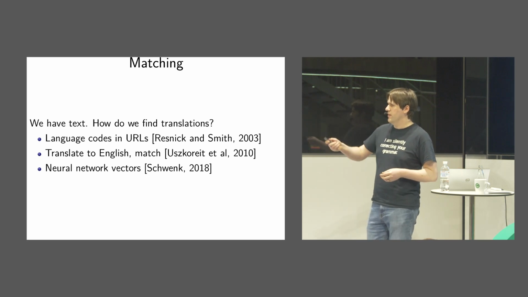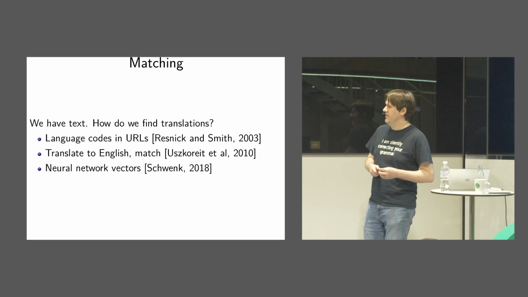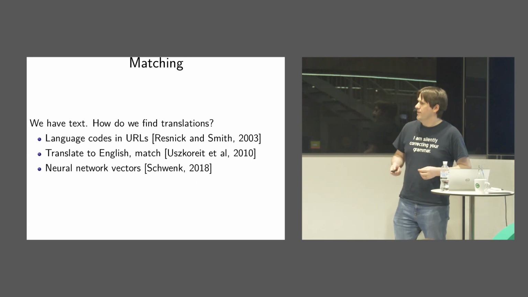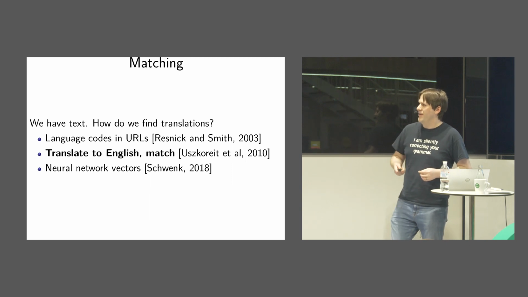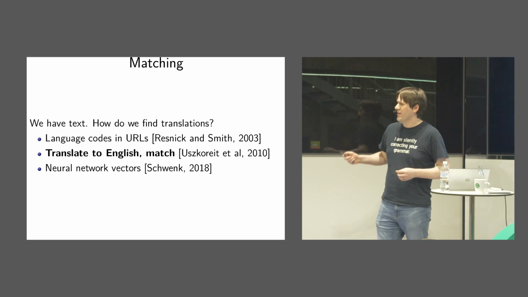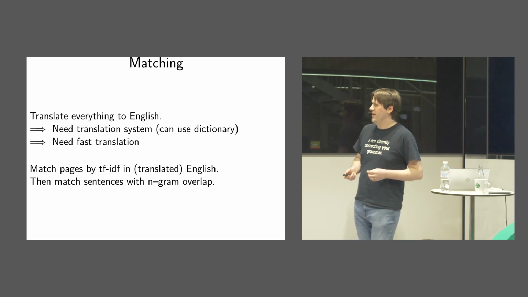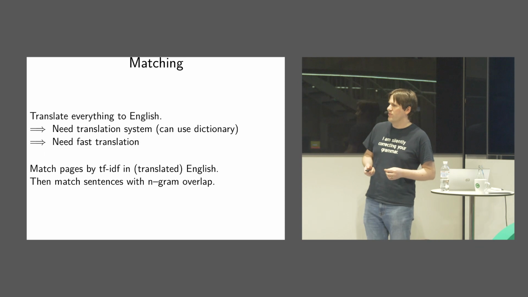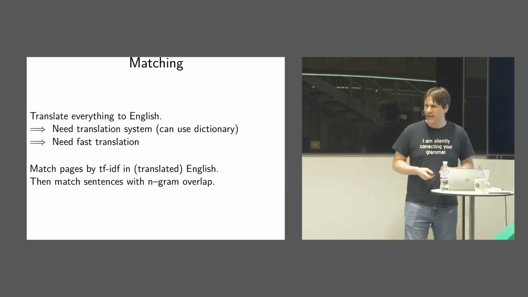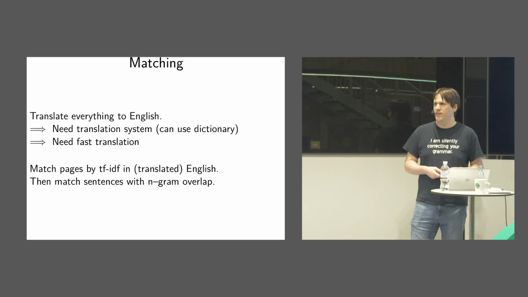We're actually working on a paper that's technically in the anonymity period that will compete with that. So I'm not going to talk about our work on neural network vectors, but you can see translating to English and matching, which is what our current pipeline is. From an information retrieval perspective, it's somewhat boring. From a fast translation system perspective, this costs a lot of time.